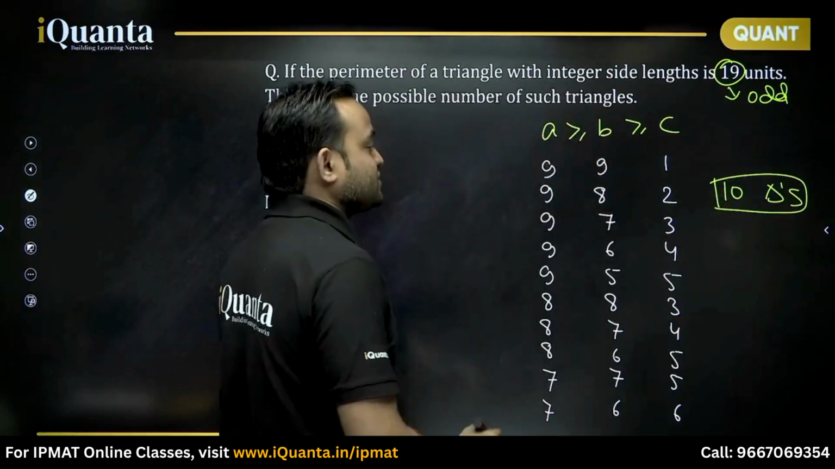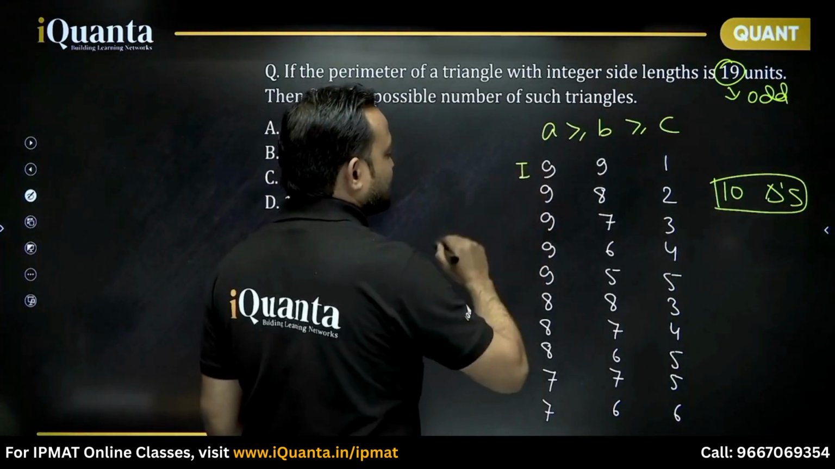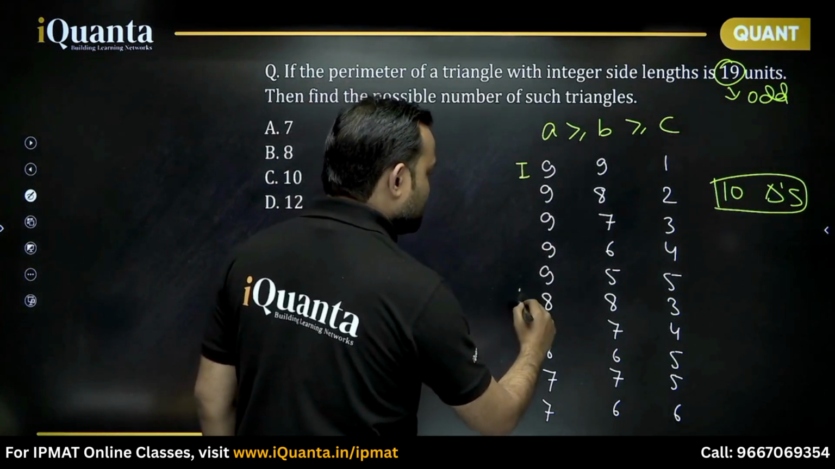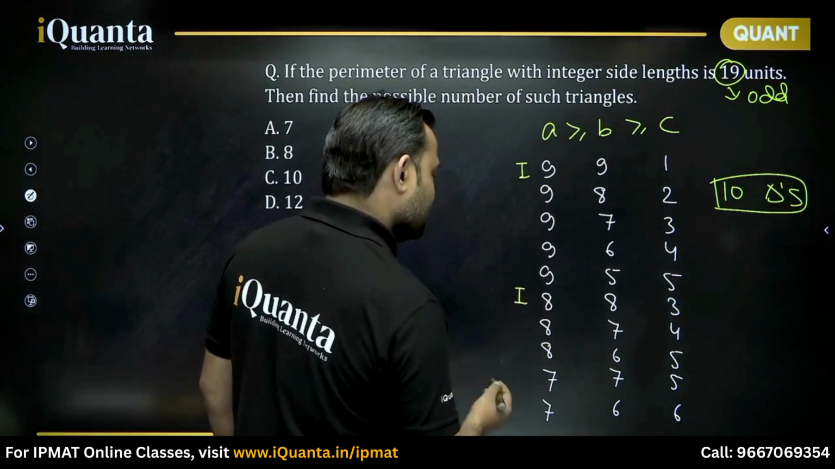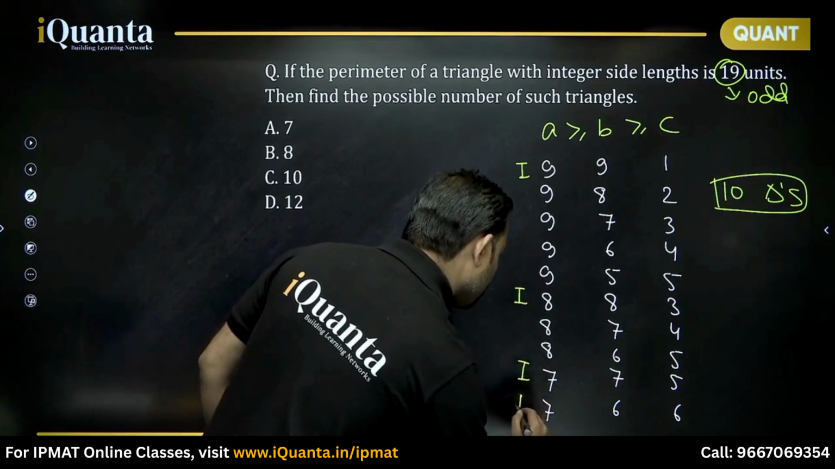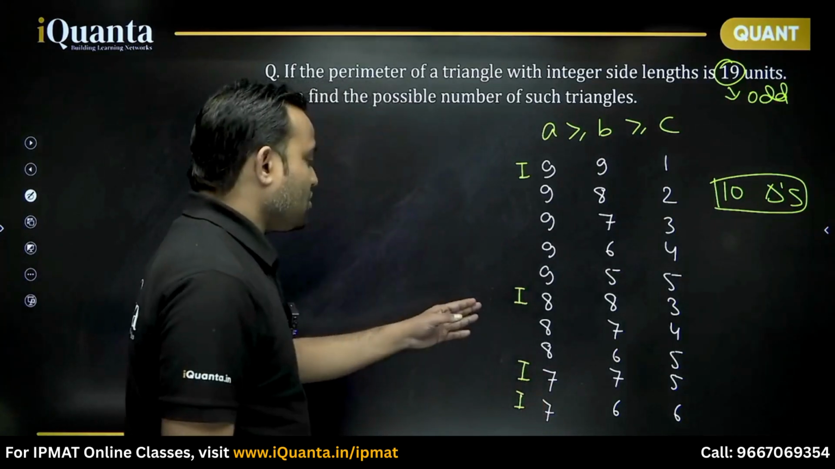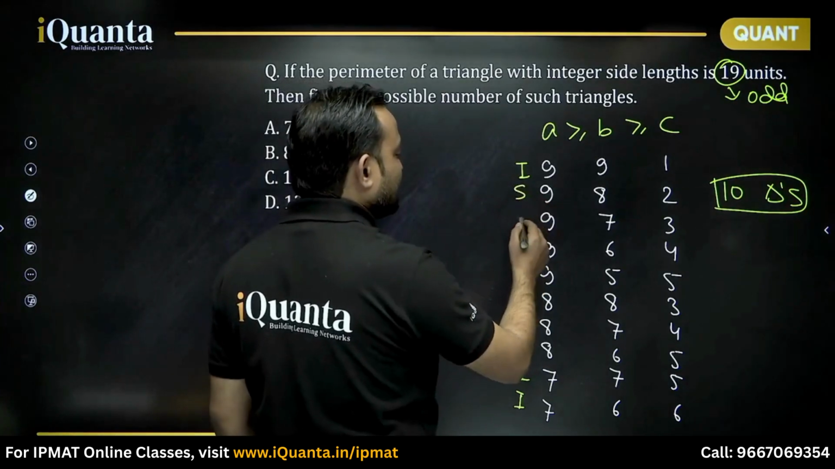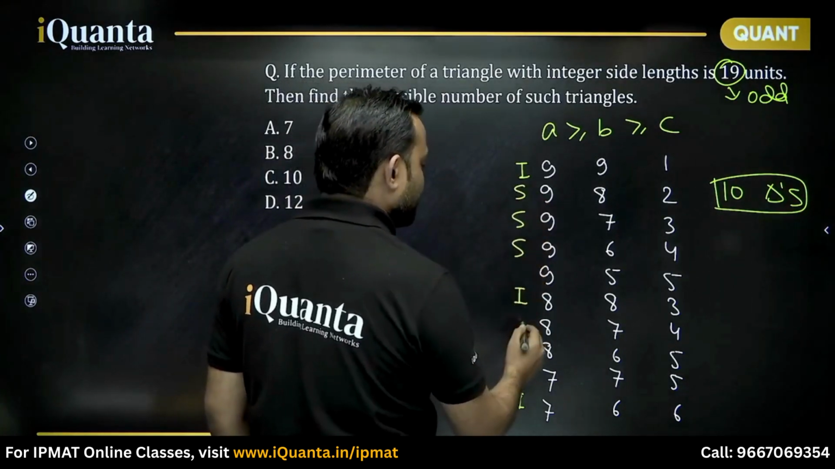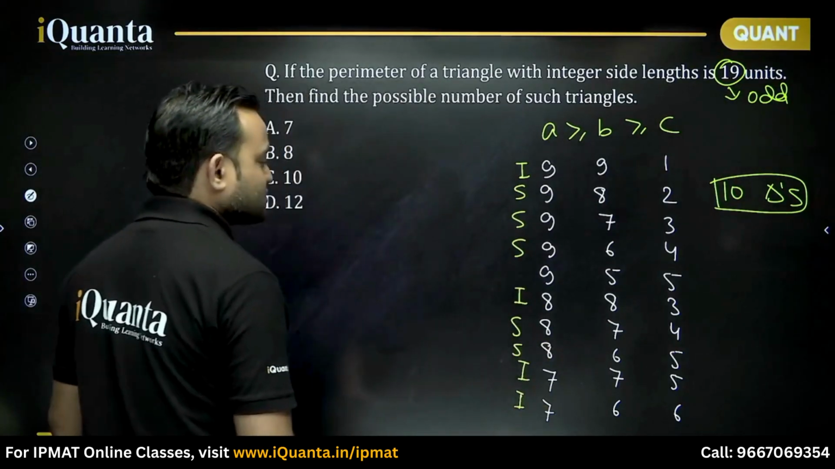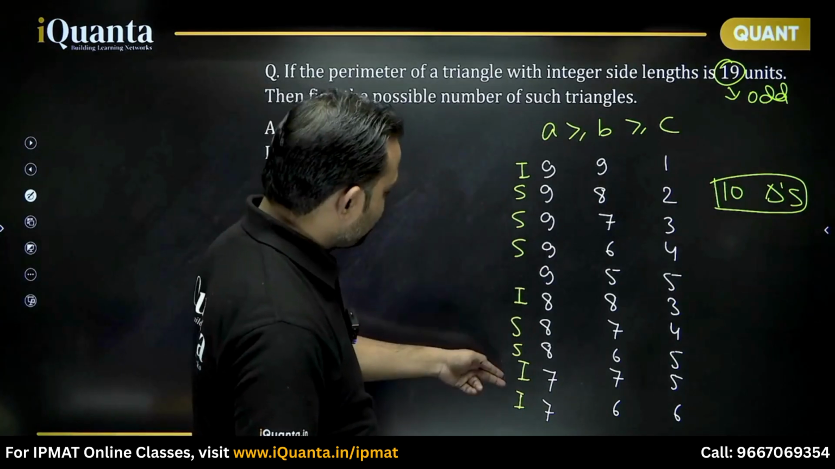And out of which, which one is isosceles? Then we can say this one is also isosceles. Then again, this one is also isosceles, and this one is also isosceles. So a total of 4 isosceles triangles, the rest will be scalene triangles: 1, 2, 3, 4 and 5. 5 isosceles triangles, 3 to 5.